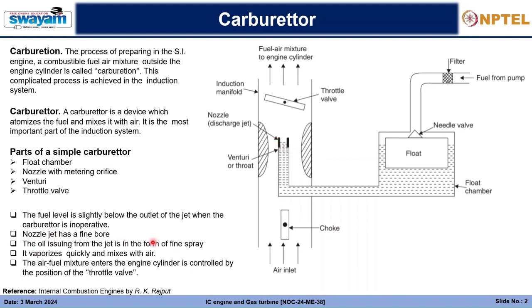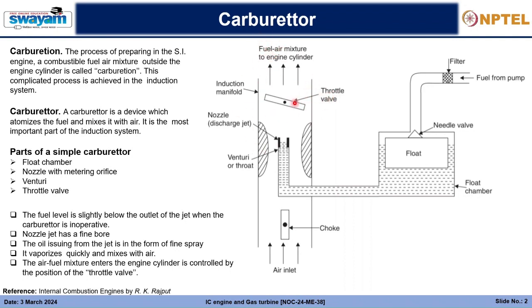When the fuel issuing from the jet is in the form of a fine spray, as we talked about, it vaporizes quickly and mixes with the air. The air fuel mixture enters the engine cylinder, and the amount of air fuel mixture entering the engine cylinder is controlled by the position of the throttle valve. That we have also seen. As the throttle valve is wide open, the area exposed to the pathway is high, and then more fuel will be supplied to the engine cylinder.